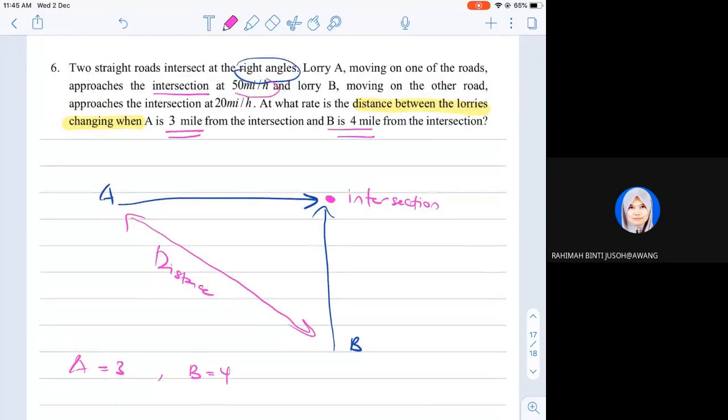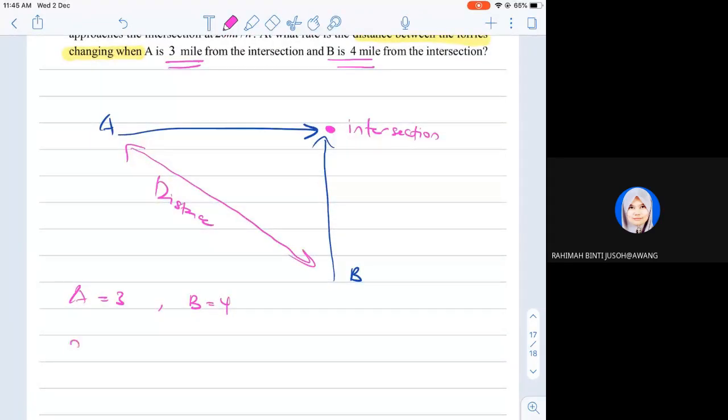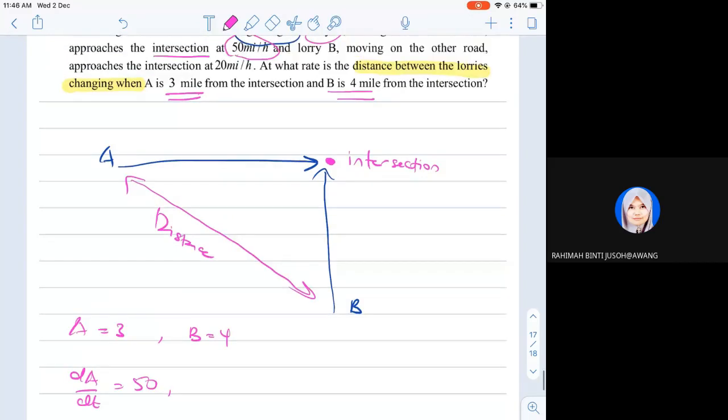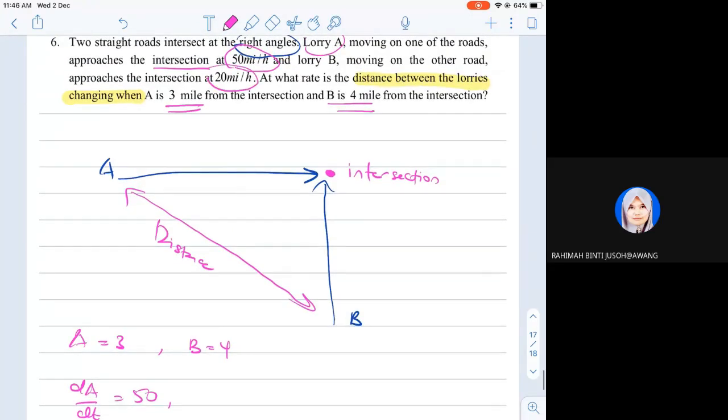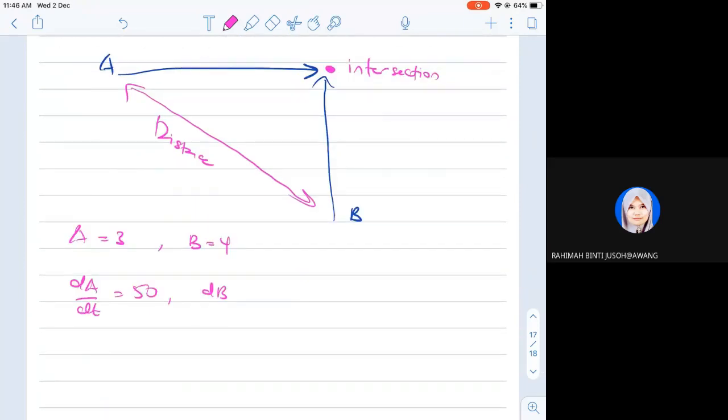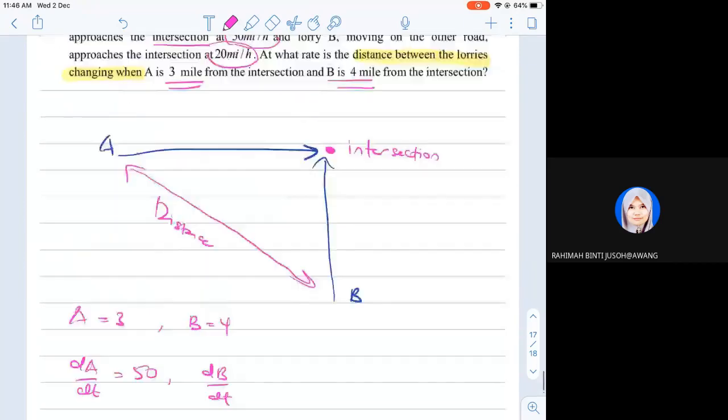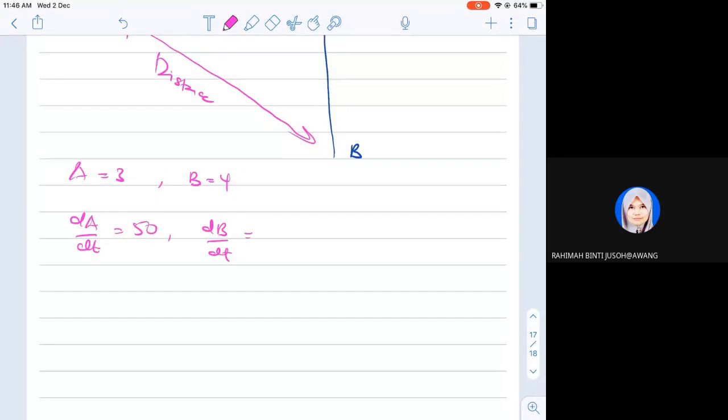It said 50 miles per hour for lorry A, which means dA over dt is 50. And then we have lorry B, 20 miles per hour. So dB over dt equals 20.